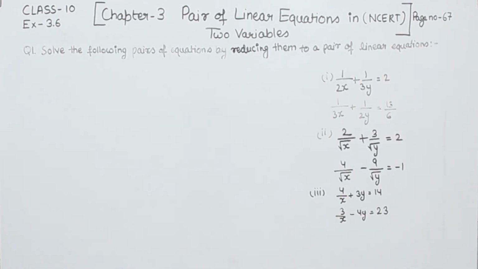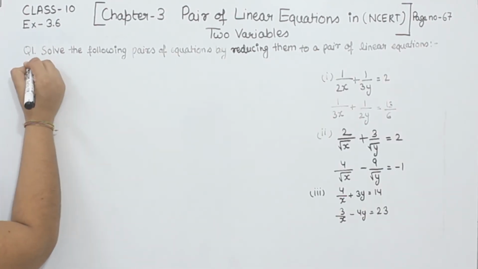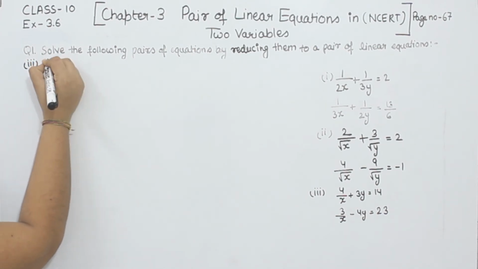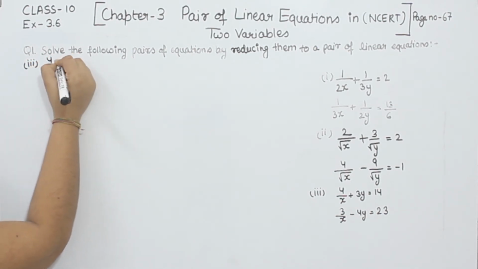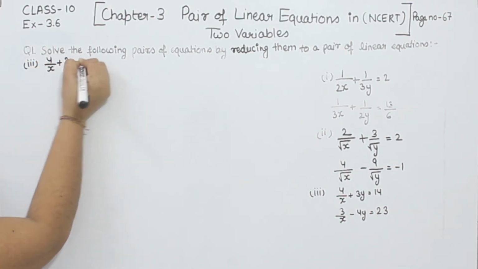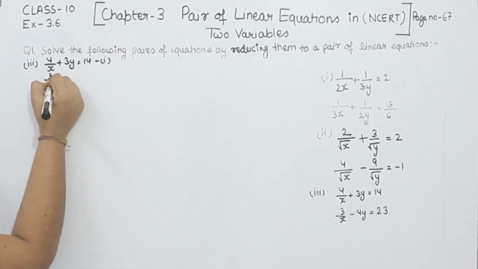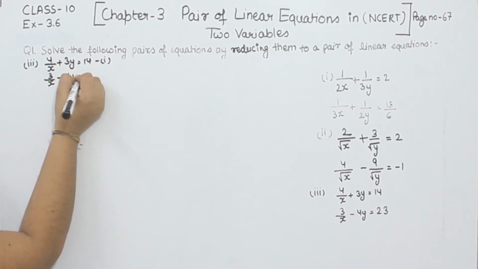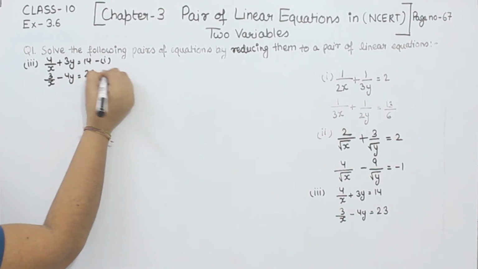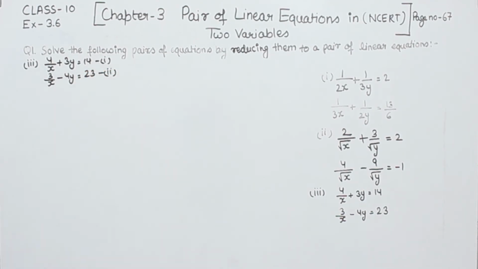Now comes to part 3. The equation we are having is 4 by x plus 3y is equal to 14. This one we are having is equation number 1, and 3x minus 4y is equal to 23. This one we are having is equation number 2.